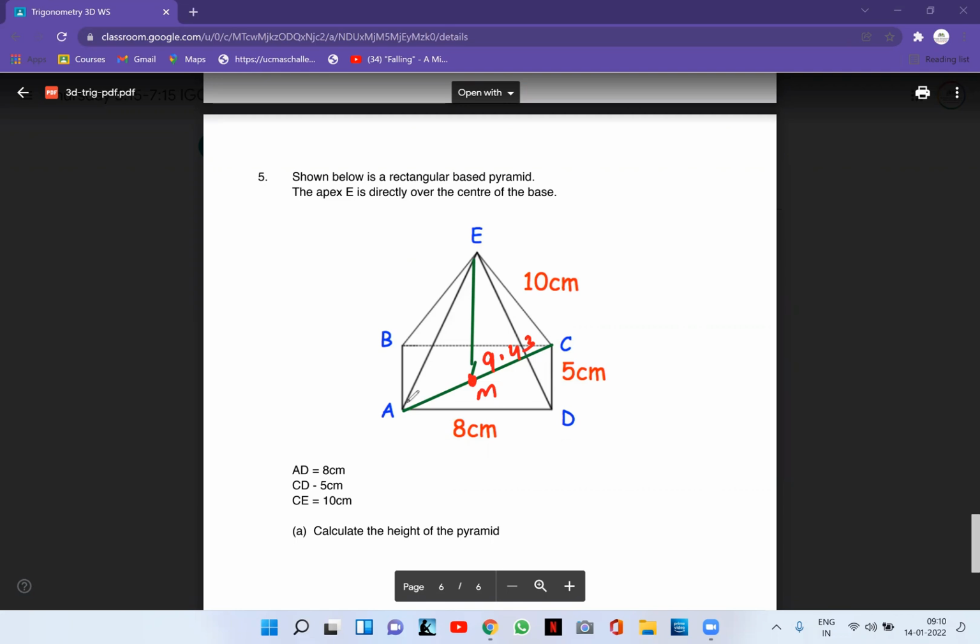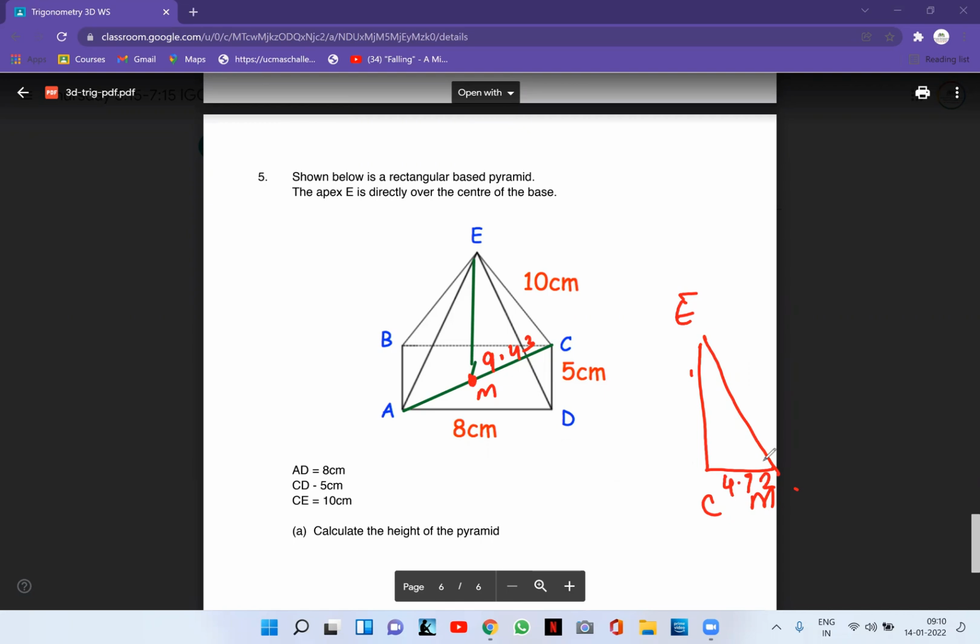So what will be my half part over here? My AM is what? AC is this. So AM will be half of 9.43. It will be 4.72. So I will be drawing another triangle over here. So this is CM and this is E. So I got that half of 9.43 is 4.72, and then I want to find the height.